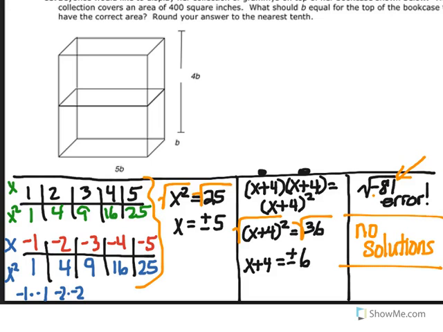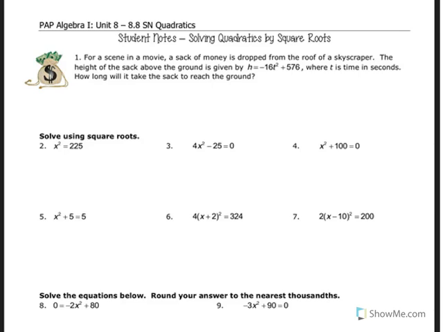Okay? So now let's get to the meat of the lesson. Let's jump over there to page 1. I'm going to skip number 1 for now. Let's jump into these easy problems down here, starting with number 2.